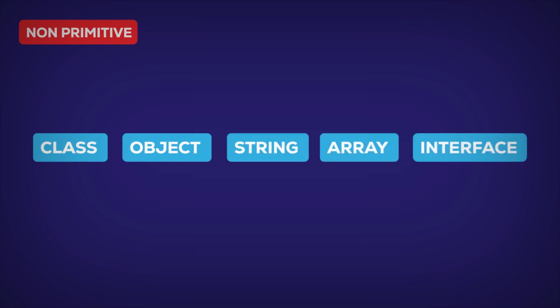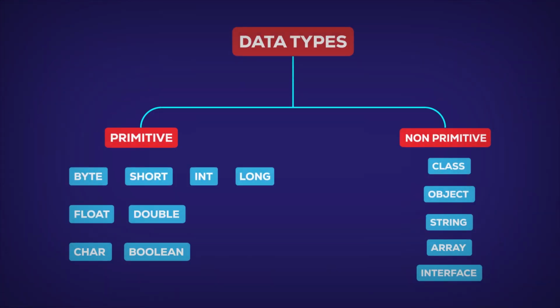We already discussed what an object is and what a class is. But string, array, and interface require a lot of time to understand. So we will discuss them in upcoming videos. So as of now, just keep in mind that there are 2 data types, primitive and non-primitive. In primitive they are byte, short, int, long, float, double, char, boolean, and in non-primitive, class, object, string, array, interface.